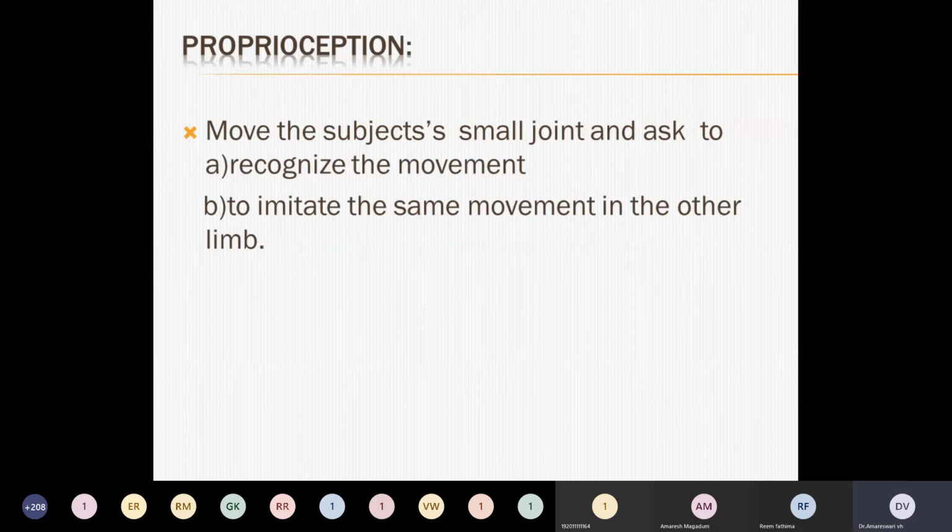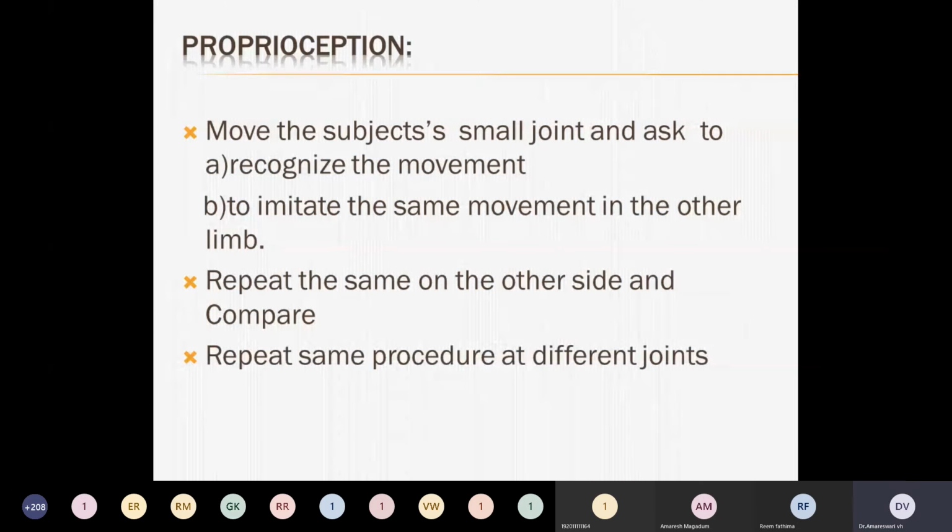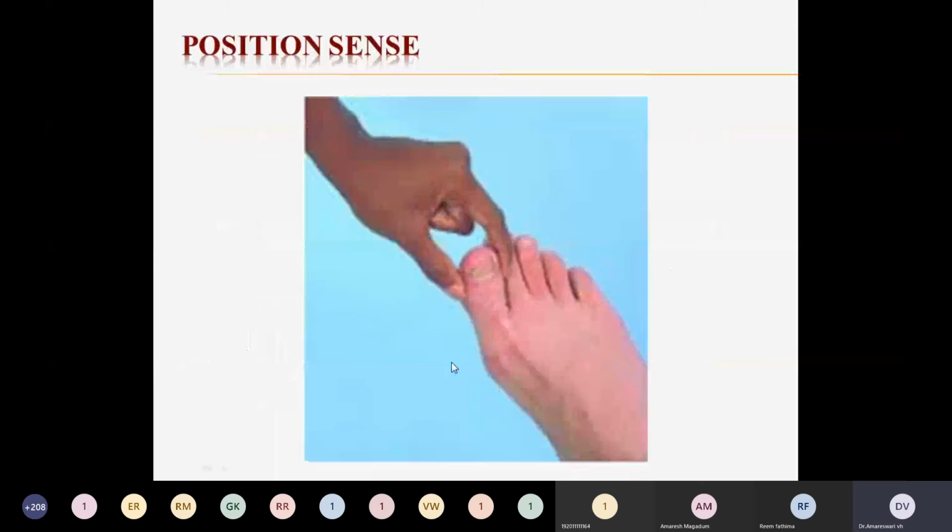Then ask the subject to imitate the same movement at the same joint on the other side. Repeat the same on the other side and compare. Repeat the same procedure at different joints and report the finding.